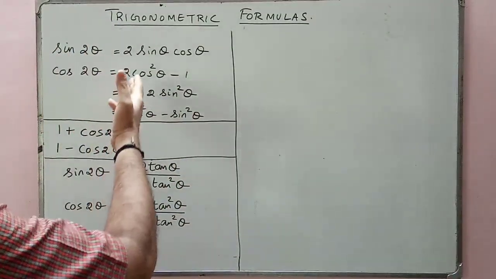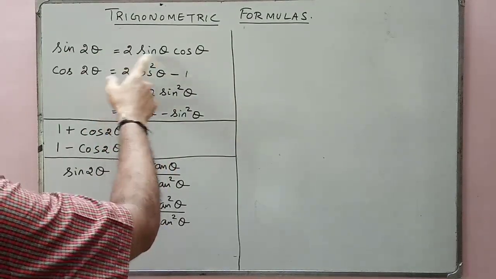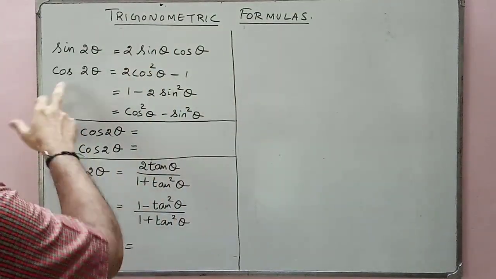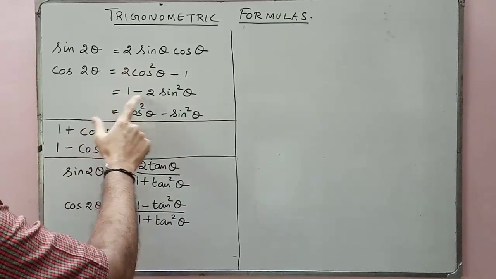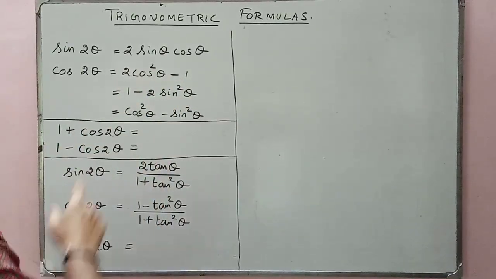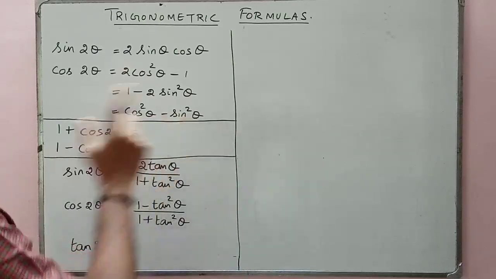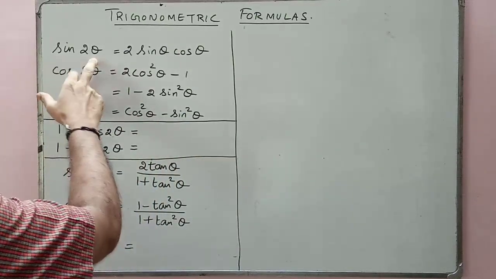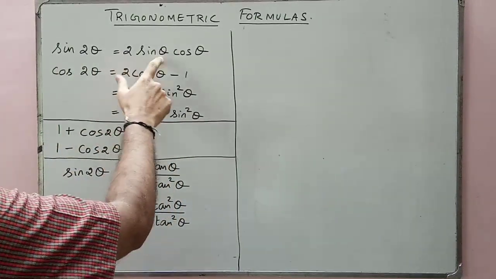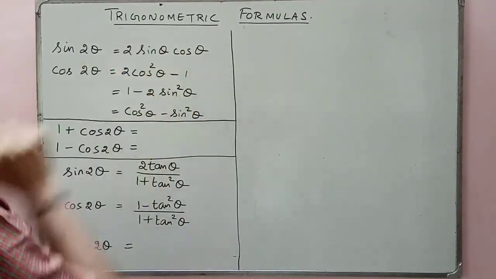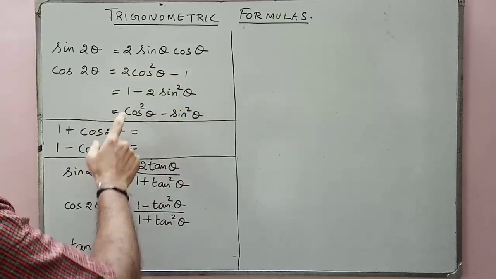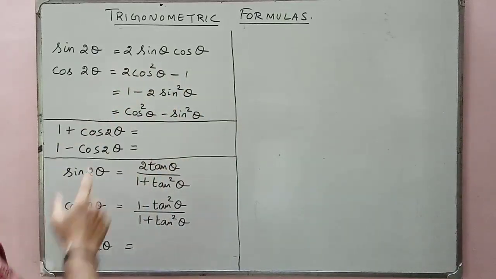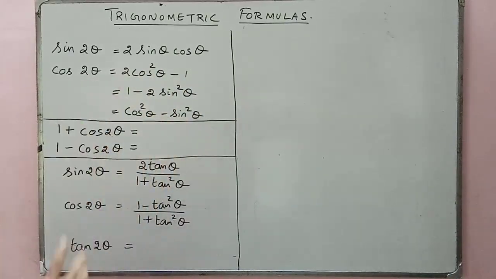Sin 2 theta has only one formula, 2 sin theta cos theta, whereas cos 2 theta has three formulas: 2 cos square theta minus 1, 1 minus 2 sin square theta, and cos square theta minus sin square theta. Again I repeat, sin 2 theta we have only one formula in terms of sin and cos, 2 sin theta cos theta, whereas cos 2 theta we have three formulas.